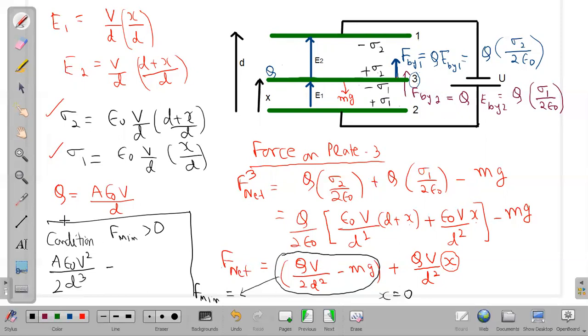Okay, sorry, there is a mistake. There will not be d square. This will be only d, because if I multiply this, I will only get d at the bottom end. So this was a mistake. Okay, no problem. So it is d square and then minus mg, and that has to be a positive value, and therefore v must be more than the square root of 2mgd square over a epsilon naught. That is the answer for this particular question.